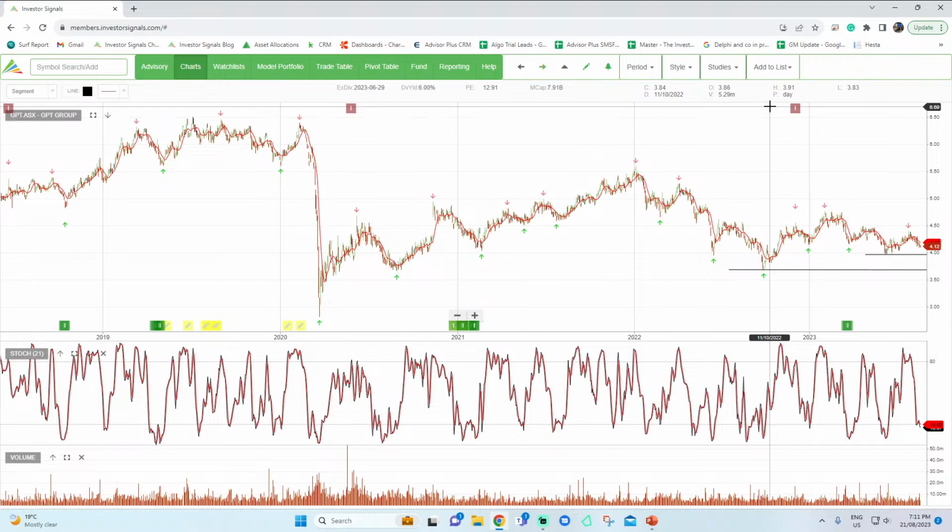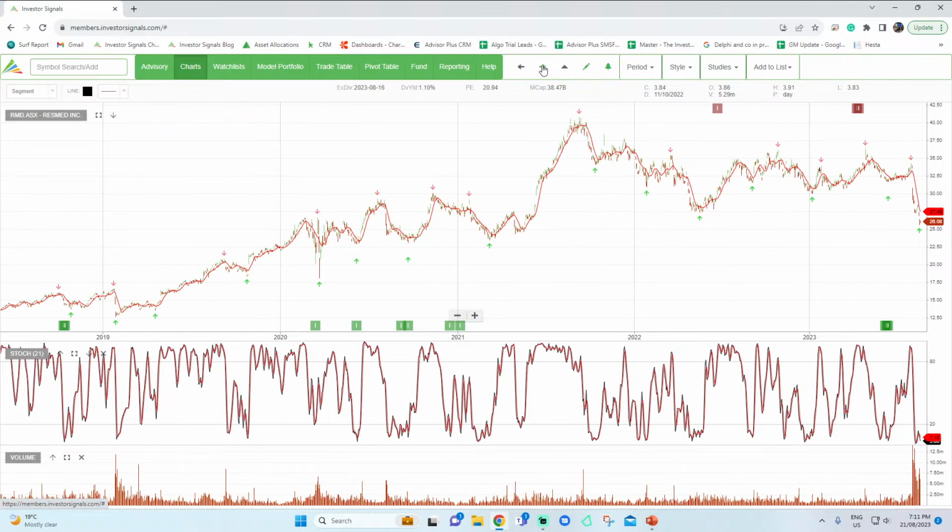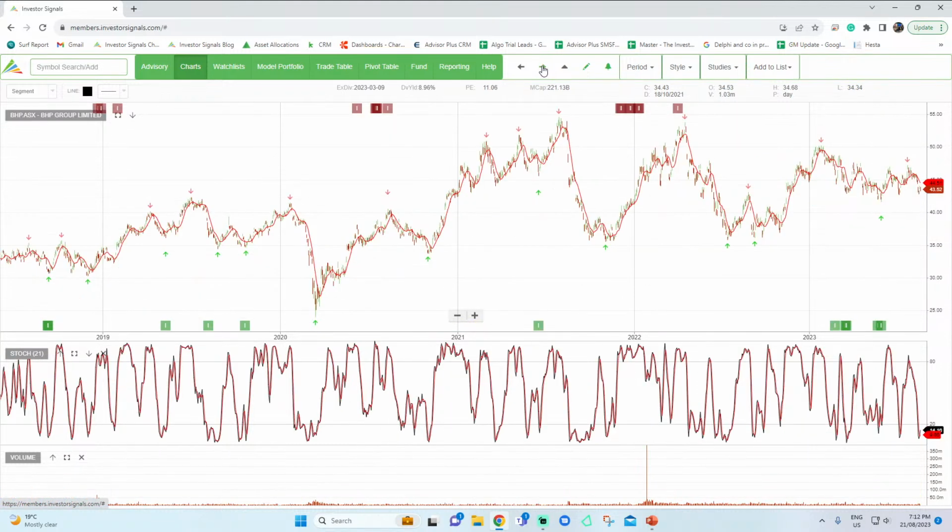We're seeing the company do a great job of transitioning from essentially being overweight office exposure to increasing their logistics exposure, now representing 30% of their portfolio. So we think GPT is reasonably well placed within the REIT sector. ResMed, switch from sell conditions there into buy. You want to be starting to accumulate that at around $26.